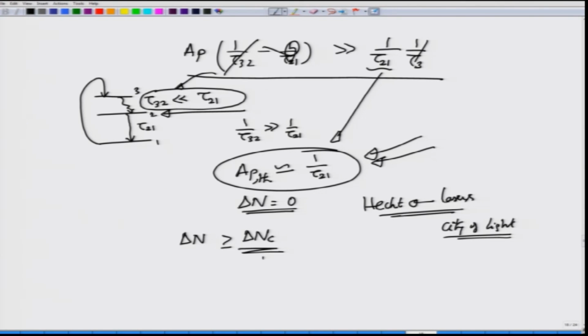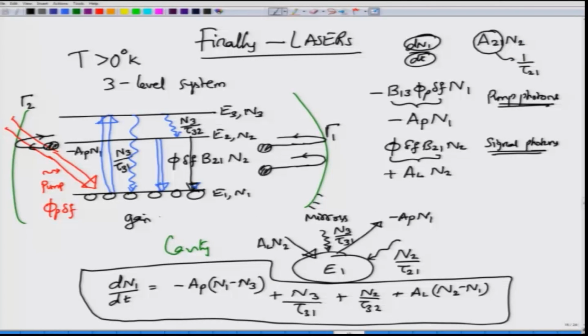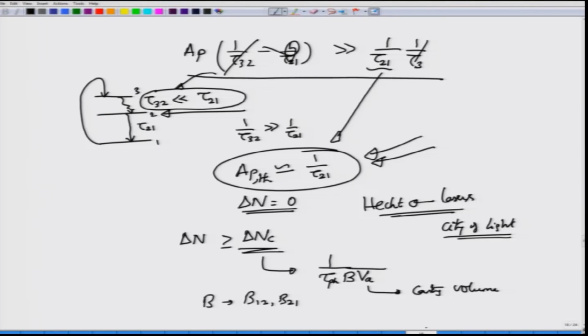Okay. I will give you the expression for this critical value, that is given by 1 by tau_ph times B V_a. If you are wondering what these terms are, B is just a term which we have written for B12 or equivalently for B21. V_a is the cavity volume. So, you have this cavity which has a certain cross-sectional area and it has a certain depth d or d prime here, and this cross section is say some A. So, this product of A and d prime is what we have called the cavity volume.